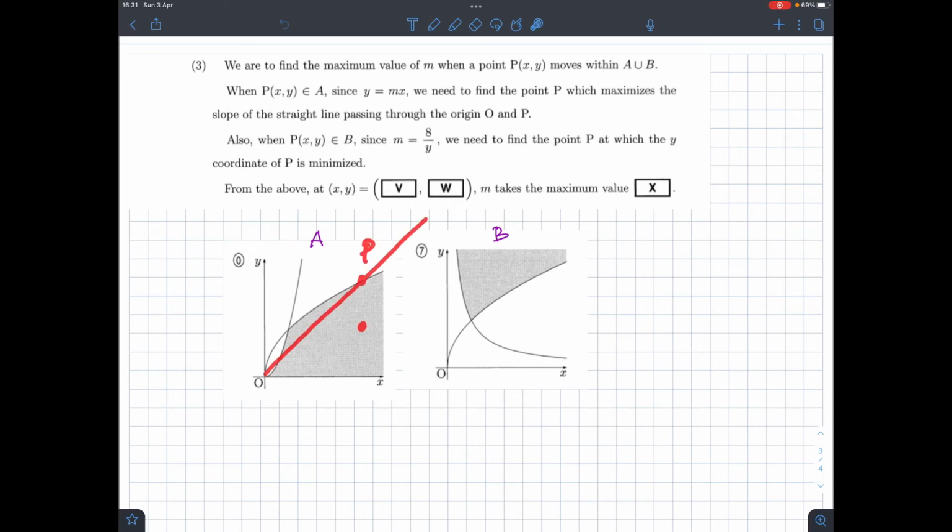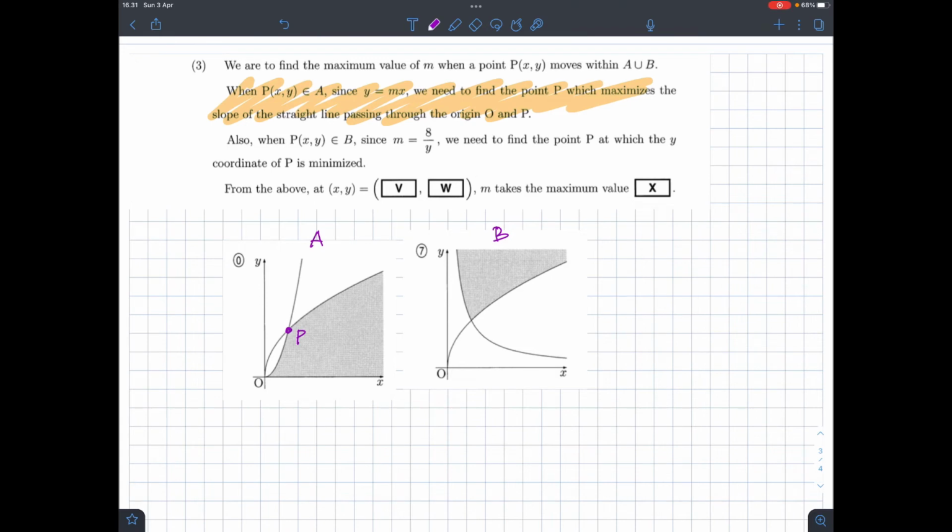If your point P is here, the gradient is here, and they ask you to maximize the slope. So I think P should be here, because here you can see this is the maximum gradient. This is greater than this one and greater than this one. So from the first instruction, we got the value of P is here.